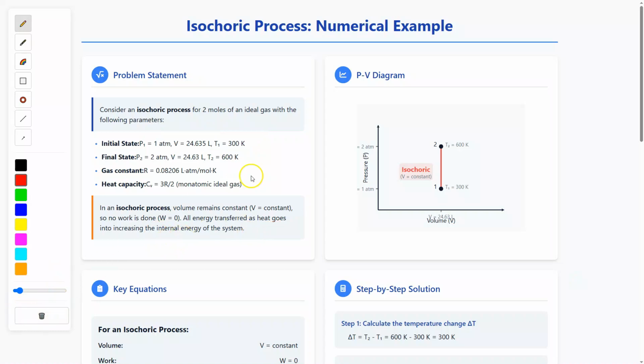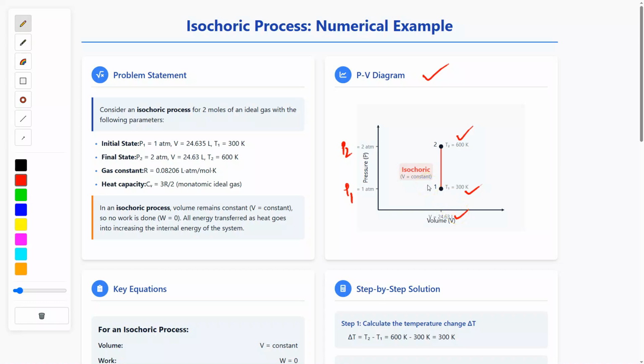Now here I am giving here the PV diagram. So here that V is constant and that state from 1 to 2. So in that state 1 T1 is 300 Kelvin and V is 24.63 liter and P1 is 1 atm and state 2 P2 is 2 atm and T2 is 600 Kelvin as V remain constant, so volume is 24.63 liter.